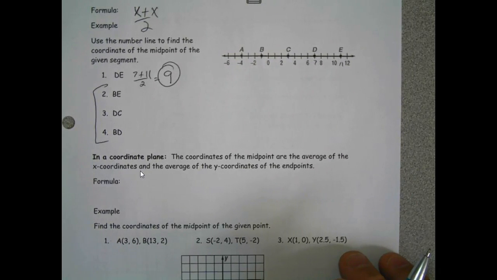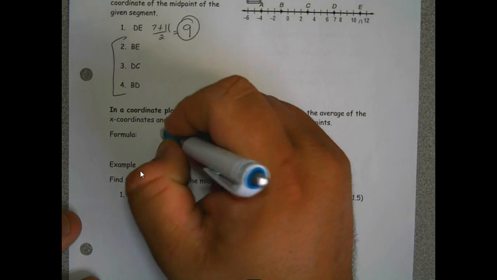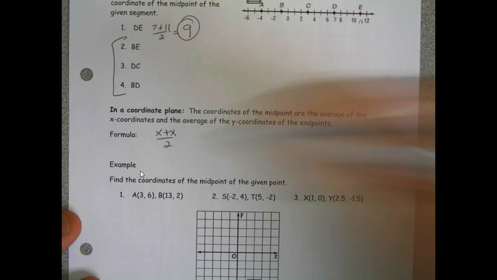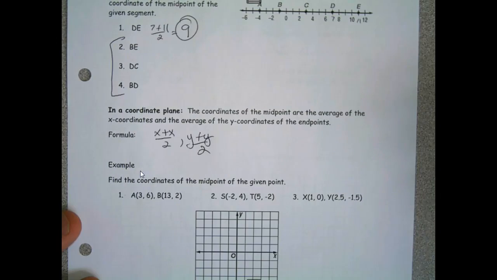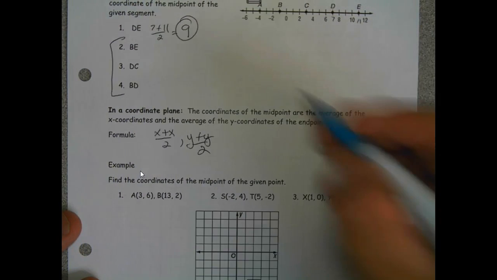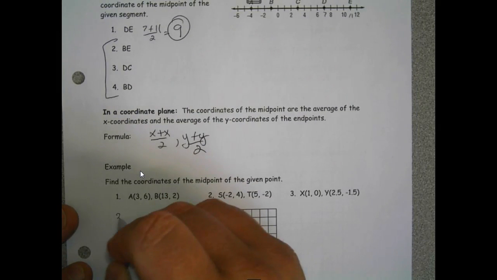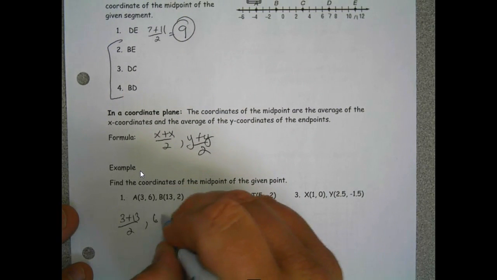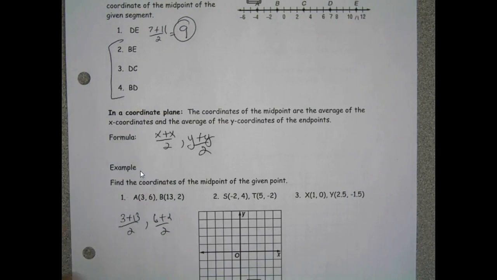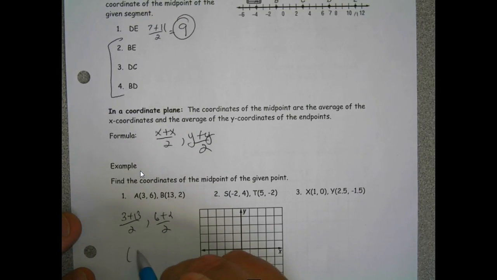So if we have a coordinate plane, which is what this is called right here, it's the same formula, except instead of x plus x divided by 2 and being done, we also have to do y plus y divided by 2. And so that tells us the midpoint. And so it's really simple. If I'm doing number 1 here, I'm taking 3 plus 13 and dividing it by 2, and I'm taking 6 plus 2 and dividing it by 2. I'm doing both of those. And so my midpoint of line segment AB would be 8, 4.